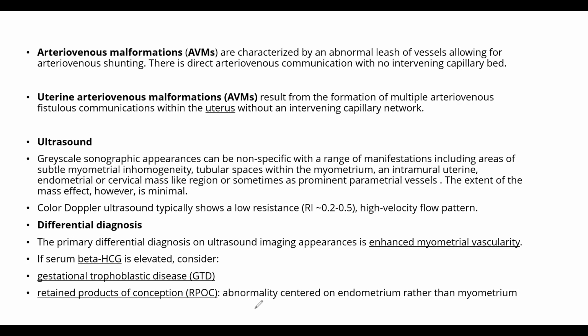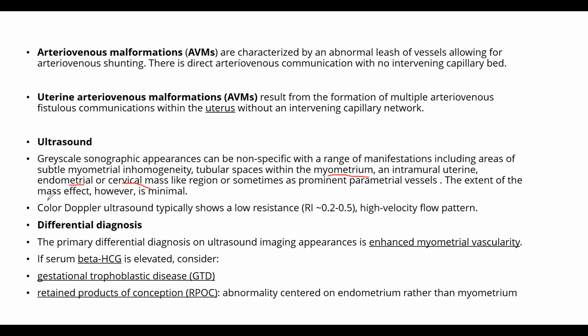Try to understand, the grayscale sonography may not be specific because I see a range of manifestations, including subtle myometrial inhomogeneous tubular structures within the myometrium. Please be specific, these will be within the myometrium only. And on putting color, sometimes they will look like a cervical mass-like structure, sometimes in the endometrium, sometimes they can go up to the endometrium.